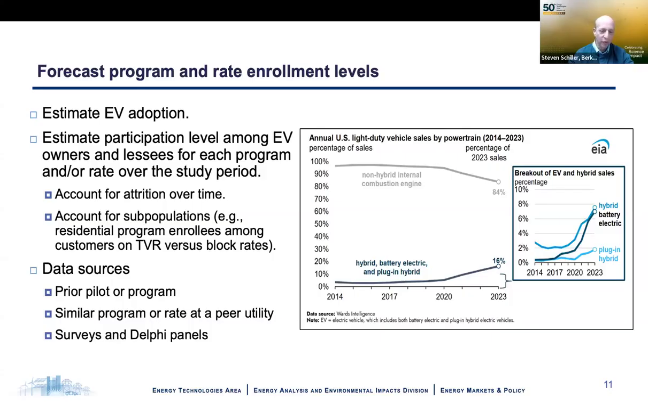One of the things that can affect this as well is whether you have opt-in or opt-out type designs, where people have the option of opting in, or everybody's in and they have to opt out if they don't want to participate.